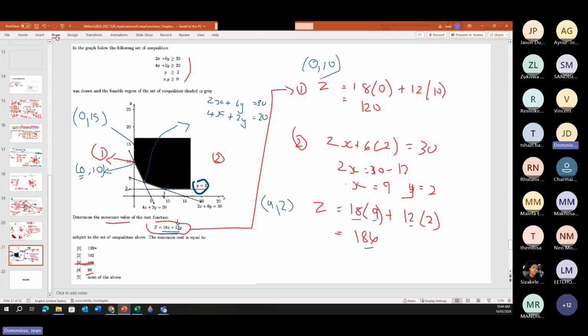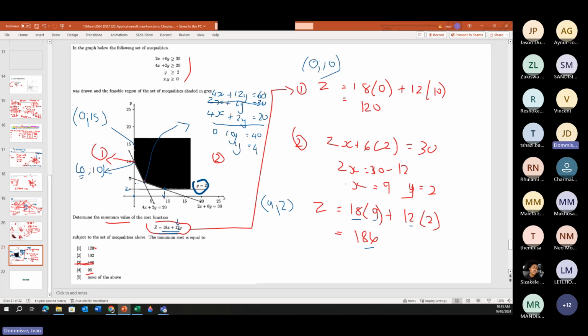Okay, so now I will multiply the top one by 2 so that I can get 4x plus 12y equal to 60. And then I can subtract so that I can just get rid of the x's first. So 4x minus 4x is 0. 12y minus 2y is 10y. 60 minus 20 is 40. Okay, so y was actually 4.